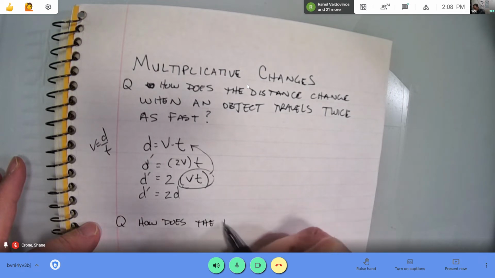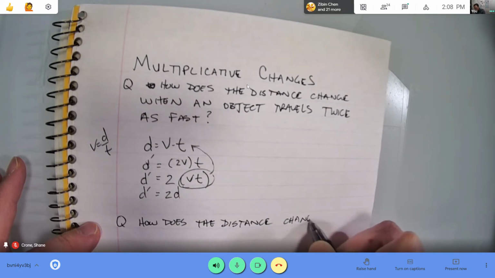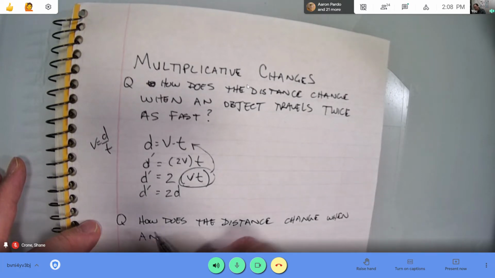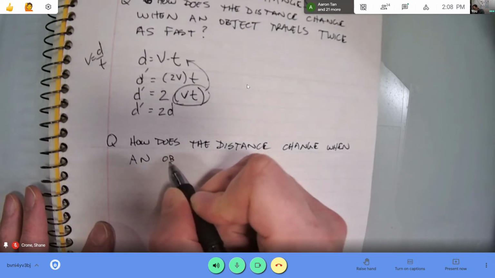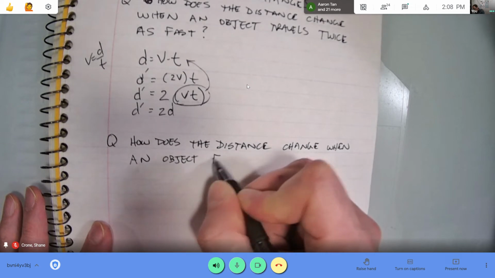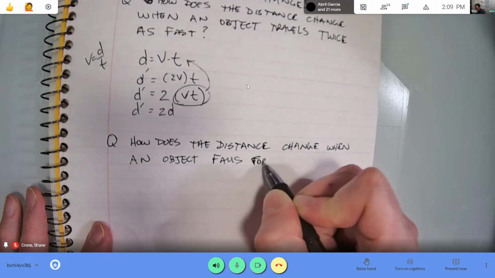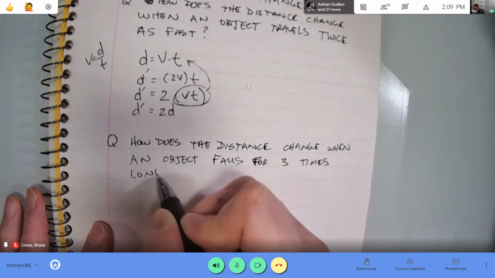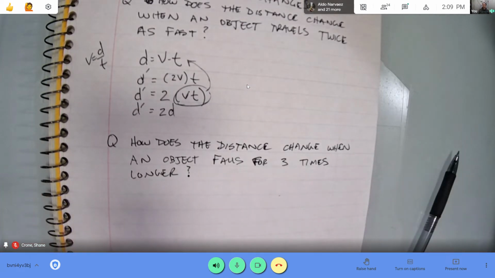Let's do another distance one. This time we'll go vertical. Oh, sorry, can't even see. How does the distance change when an object falls for 3 times longer? Okay, so we'll increase by 3 times, but we're going to change the time.